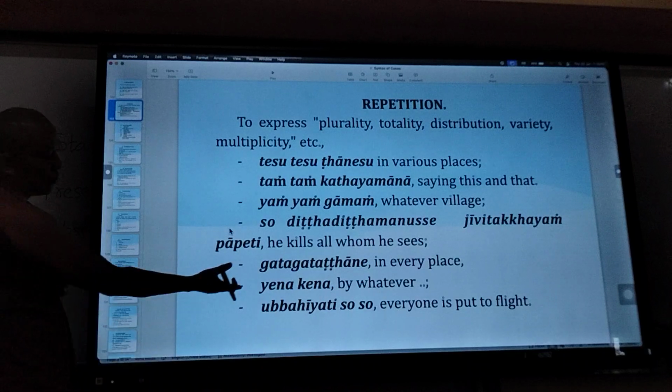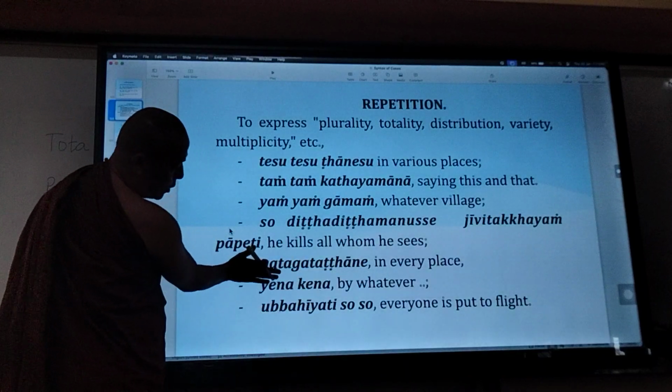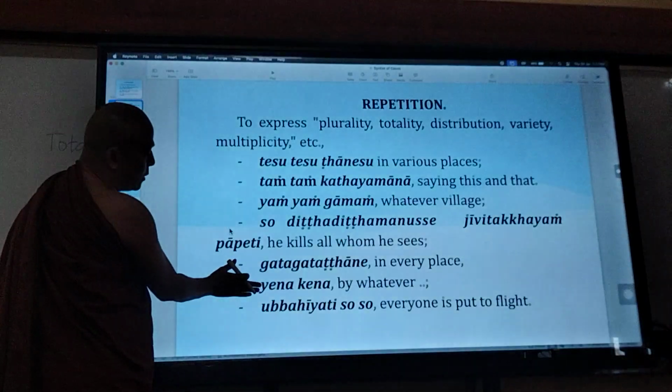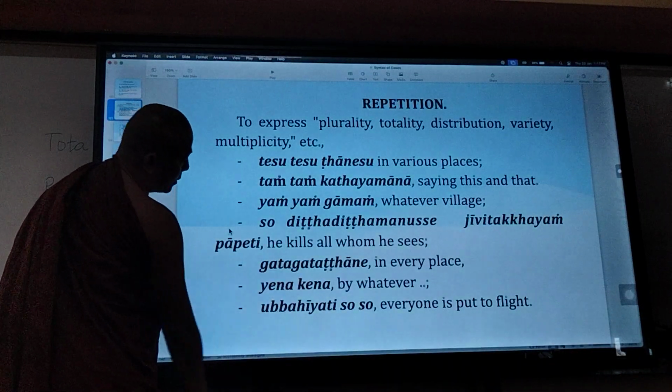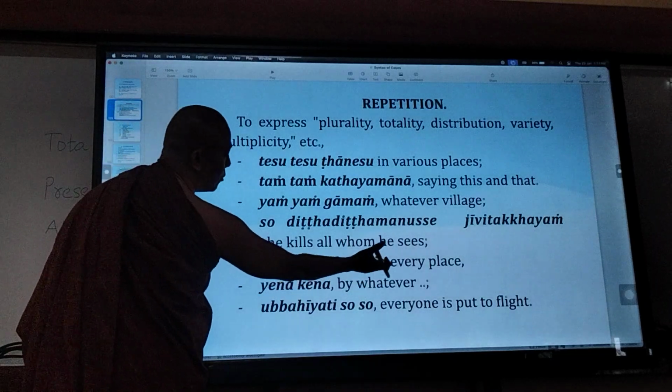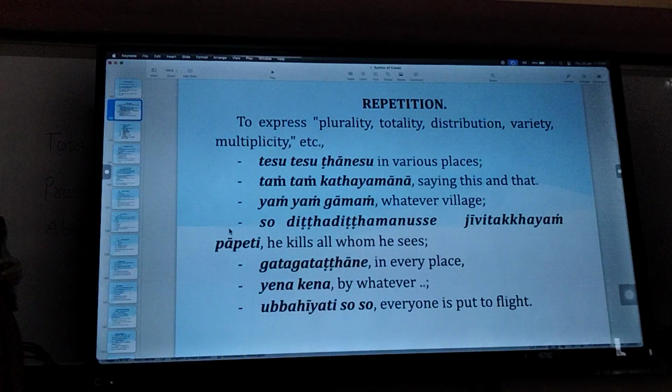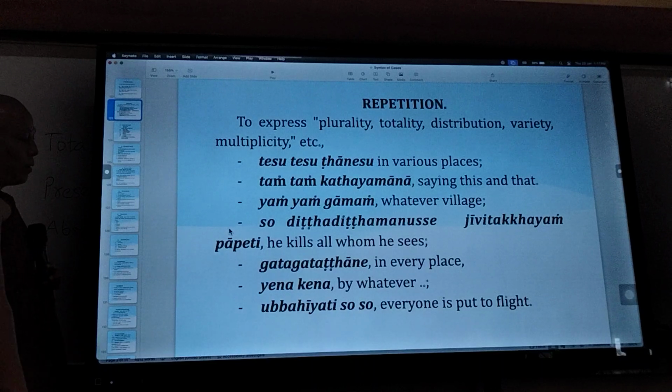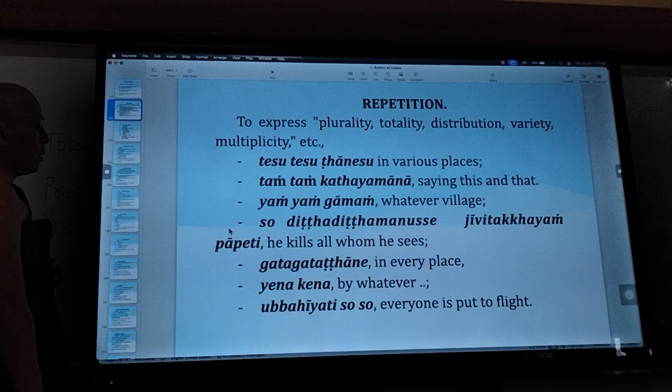And also yena, kena. So here are different pronouns. Yena is a relative pronoun. Kena is an interrogative pronoun. But just the sense, by or whatever. So in this way also it can be seen. So yena, kena. Like yegeji, yegeji kusala dhamma.